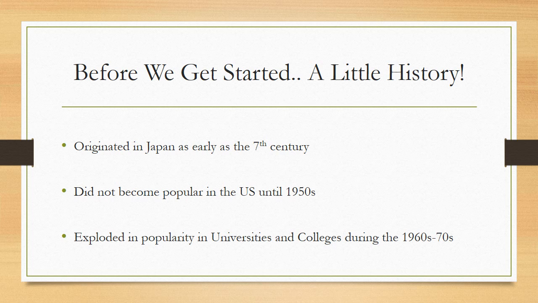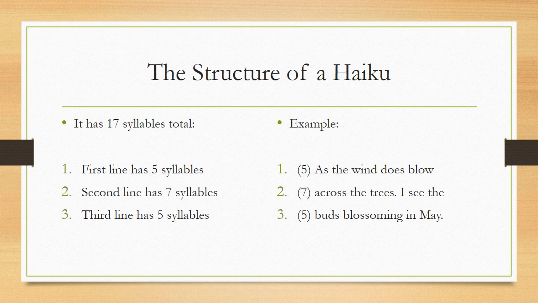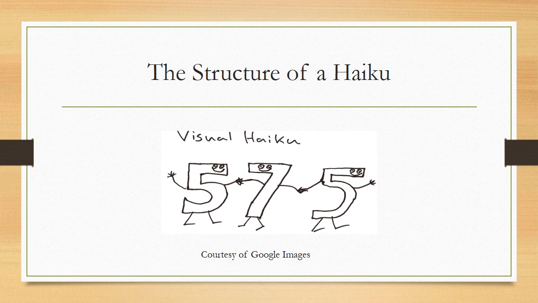Now that we have a little history, let's move on to the structure of a haiku poem. So a haiku has about 17 syllables total. The first line has 5 syllables, the second line has 7 syllables, and the third line has 5 syllables again. And it can't be in any other order, it has to be 5-7-5. And this is illustrated in the example given on the right side of the screen. And is also demonstrated in this handy visual aid courtesy of Google Images. And as you can see, the 5, 7, and 5 are holding hands. They cannot be in any other order.